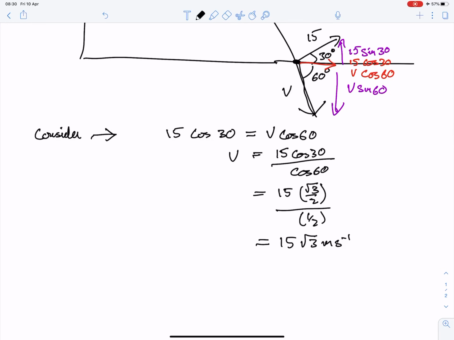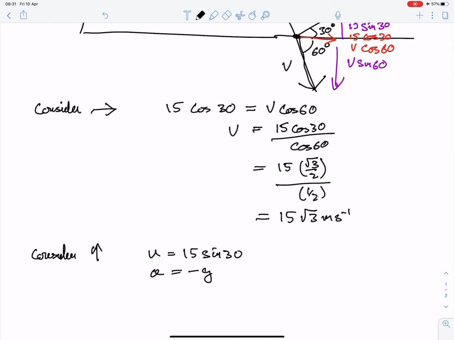So let's consider vertical motion. We'll take positive as up. So U is equal to 15 sine of 30. A is equal to minus g as it's acting downwards. We know the speed downwards when it enters the water. It's going to be negative because it's going down. V, which is 15 root 3 sine of 60. And we want S, the height of the cliff. Well, we can call that h, can't we?